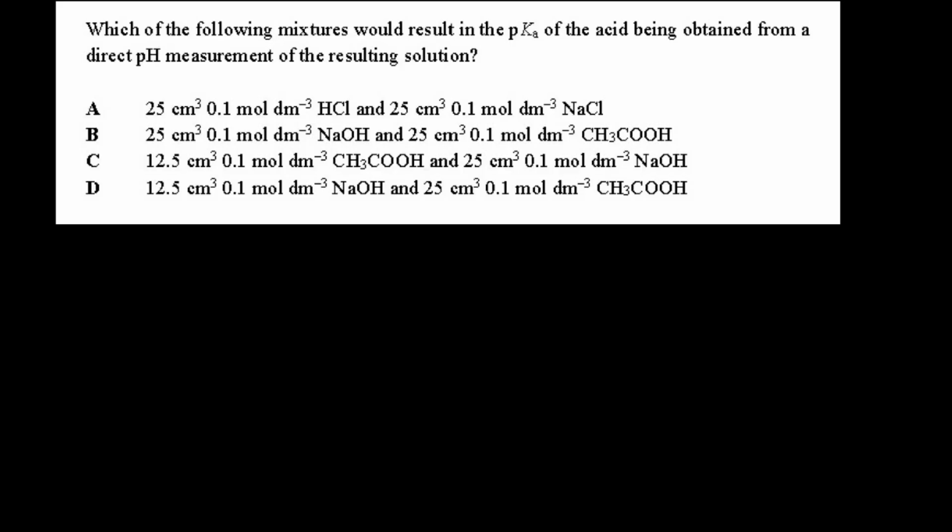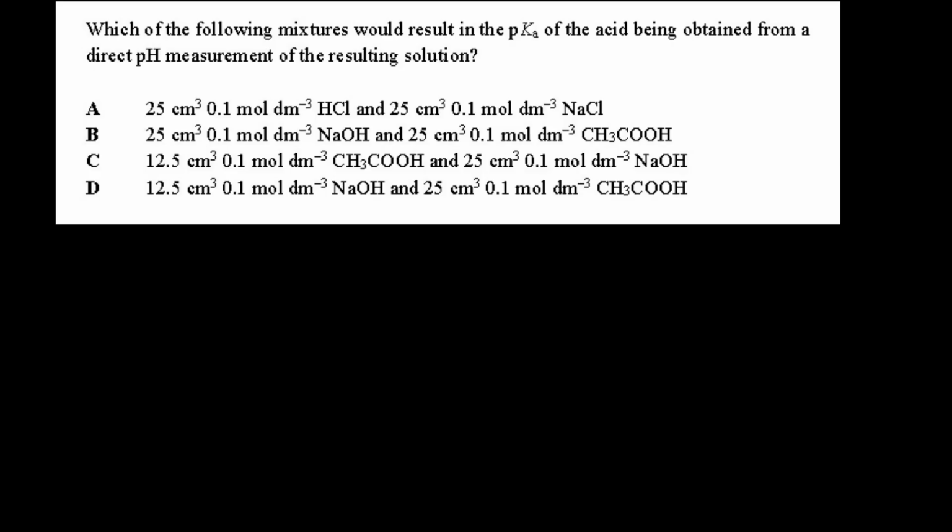Okay, so the question is, which of the following mixtures would result in the pKa of the acid being obtained from direct pH measurement of the resulting solution? So in order to calculate the pKa of the acid from direct pH measurement, we should have a buffer, right? We should have an acidic buffer.